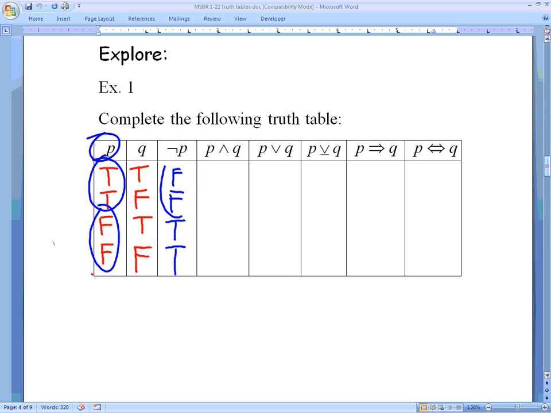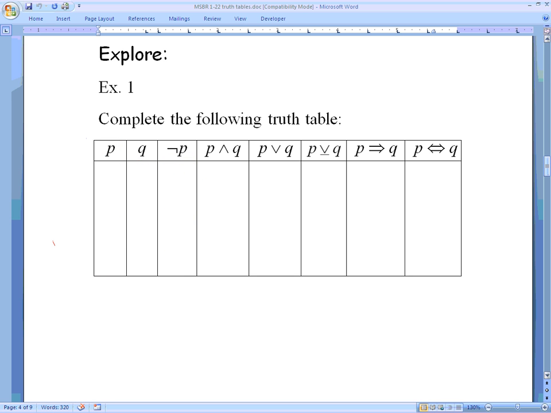And that right there is the negation column, negation of P. And I could make another column for the negation of Q as well. I just didn't add that onto this one. Again, false, false, true, true. So negation is the easiest one. You just look at what was in the original column and switch it.